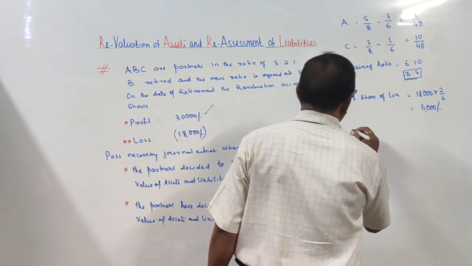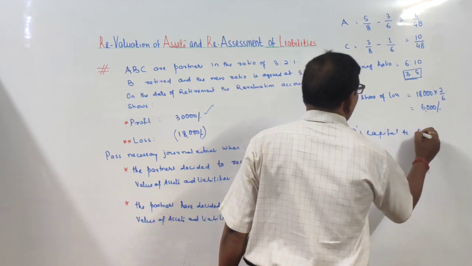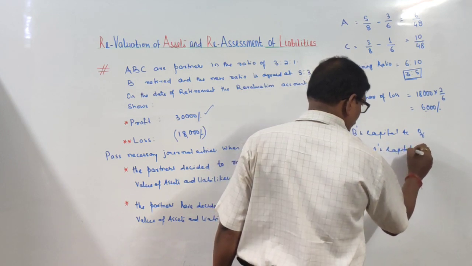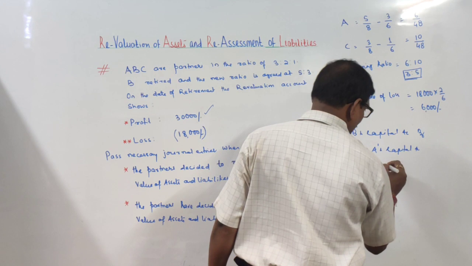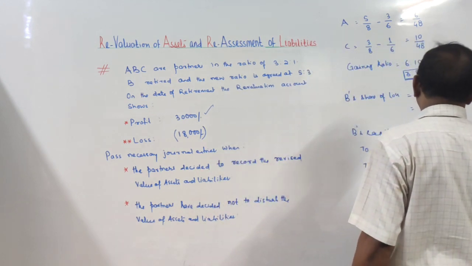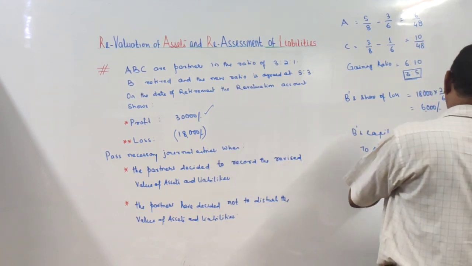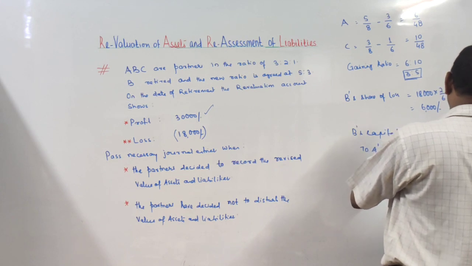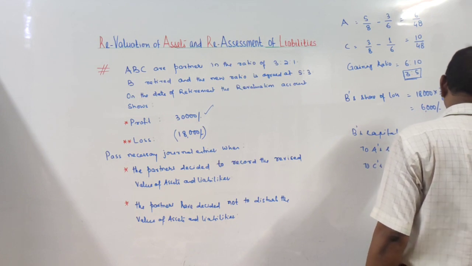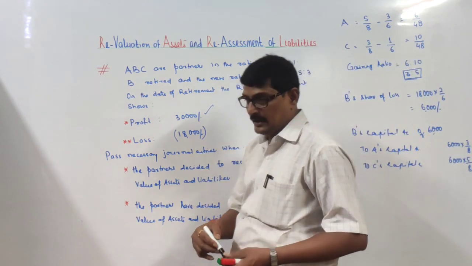And the entry will be B's capital account debited to A's capital account, to C's capital account. And now the amount will be, B's capital account will be debited with 6,000 rupees. That is the share of loss. A will be credited with 6,000 into 3 by 8 and C will be credited with 6,000 into 5 by 8. Right? Next.